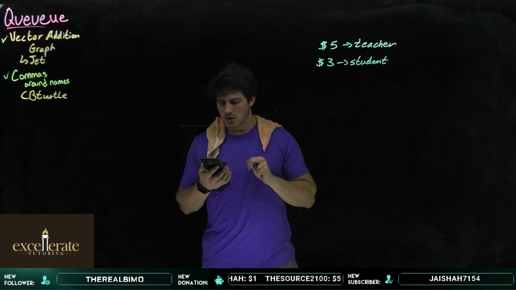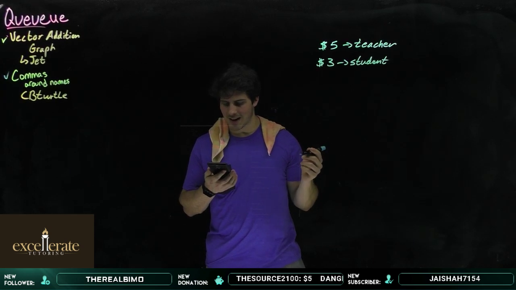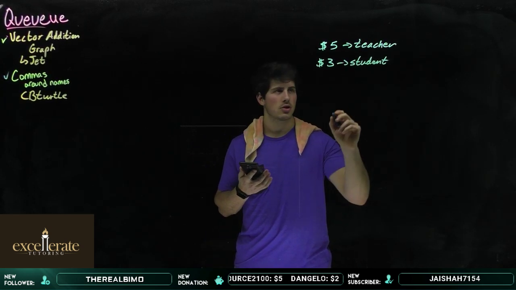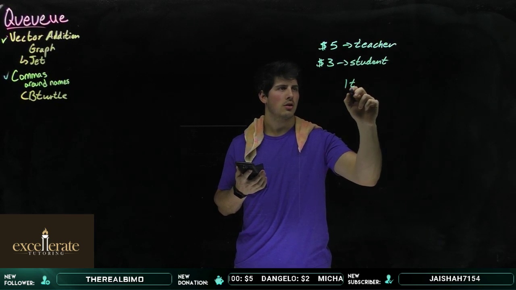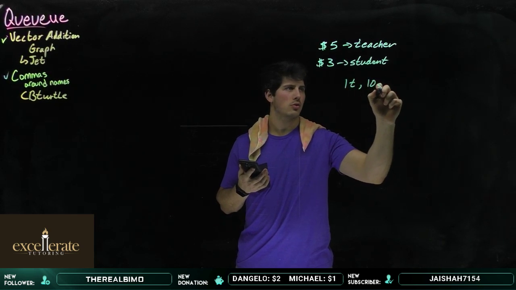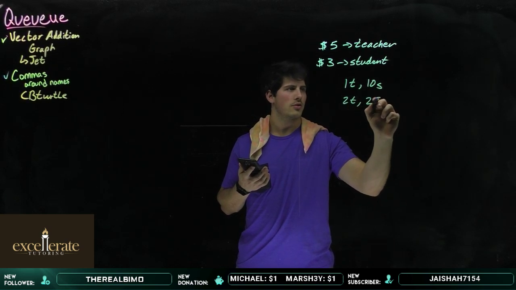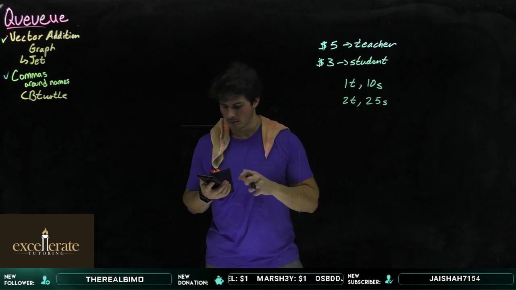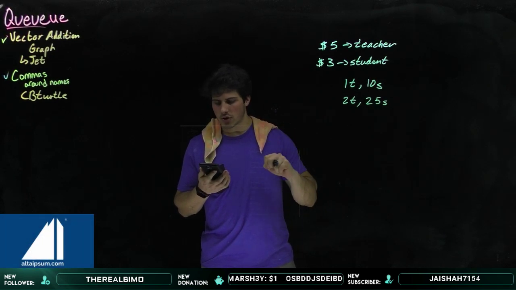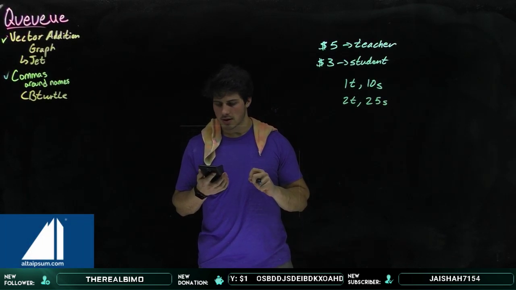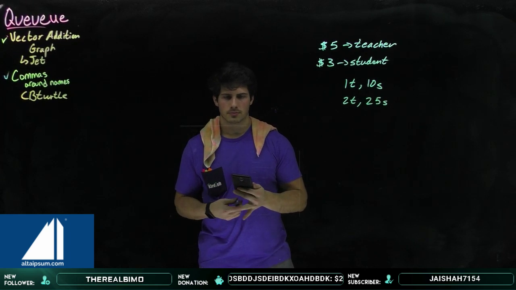All right, so for Valley High, there's going to be 1 teacher and 10 students. From Mountain High, you're going to have 2 teachers and 25 students. Which of the following matrix products represents the ticket cost in dollars for each high school?